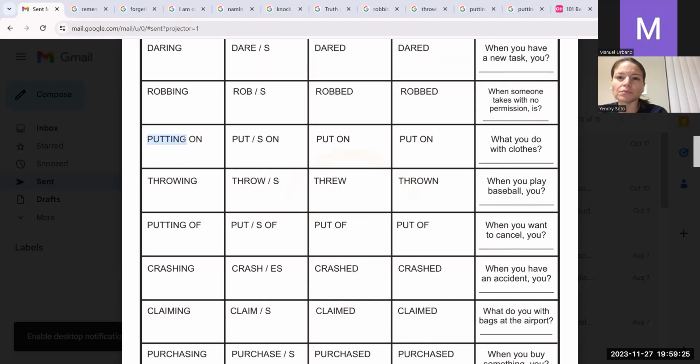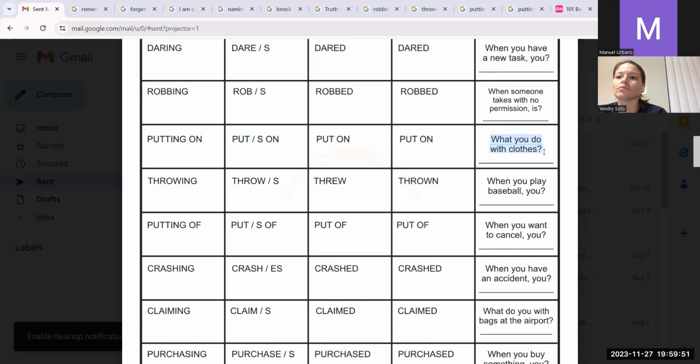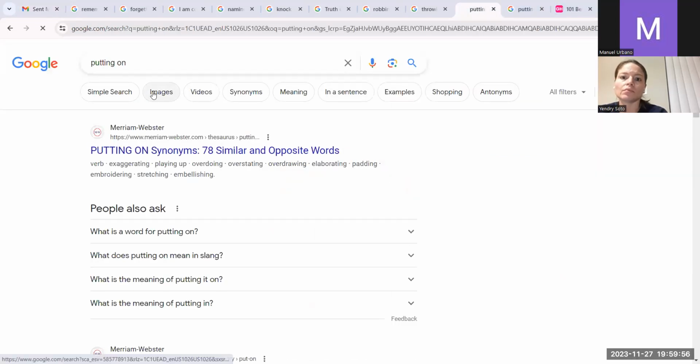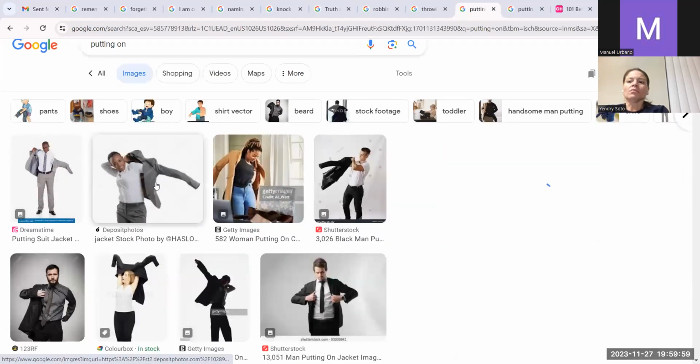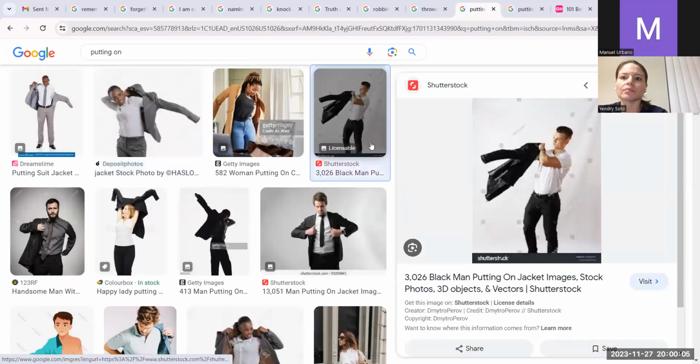Rob. Now this one, it's putting on. Please repeat. Putting on, put on, puts on, put on. So this one is an irregular verb because it's the same in any tense, it's just the same. And what you do with clothes, la mayoría del tiempo, you put on your clothes. You can wash them, you can do different things, but that's putting on. Like put on your jacket. Okay. So let's practice a little bit.